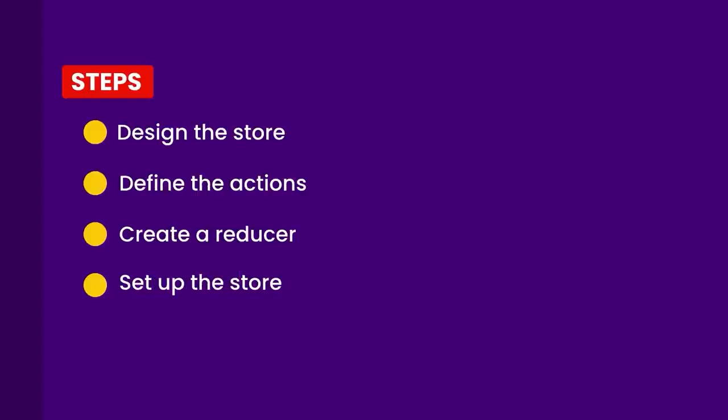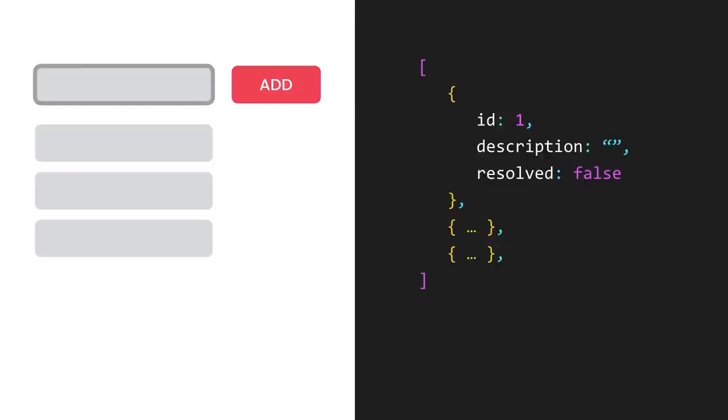The first step in building a Redux application is designing the store. We need to decide what we want to keep in the store. So for a bug tracking application like this, what kind of state do we need? We need to maintain the list of bugs. So this is the simplest structure we can come up with. We can have an array of bug objects. Every bug object can have properties like ID, description, and resolved, which is initially set to false. This is the simplest structure we can come up with.